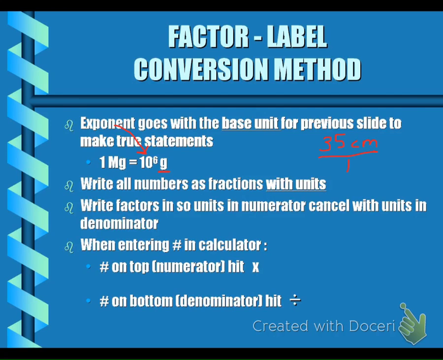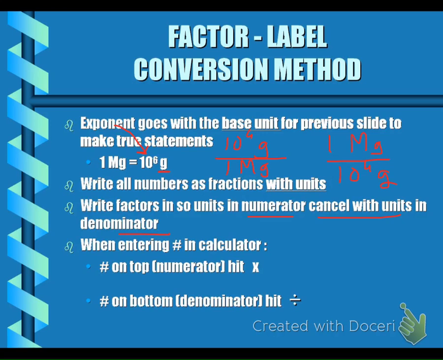Writing all numbers as fractions with units, what we mean there is if we had 35 centimeters as a measurement, to use the factor label method, we want to write it as 35 over 1 centimeters. We want everything as a fraction. Looking at the equality in the first example, we would write that as a fraction, 10 to the 6 grams over 1 megagram, or I could similarly write 1 megagram over 10 to the 6 grams.